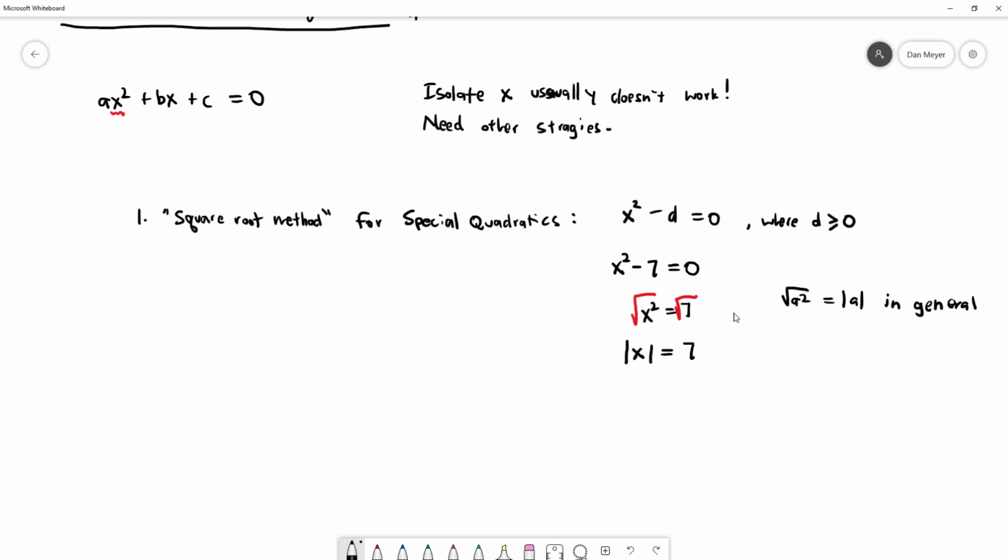Okay, now there's two different ways that the absolute value of a number can be the square root of 7. Okay, so either x is equal to the square root of 7, in which case, because remember the absolute value of a positive number is just itself, or x is equal to negative square root of 7, because again, the absolute value of negative square root of 7 is the square root of 7.